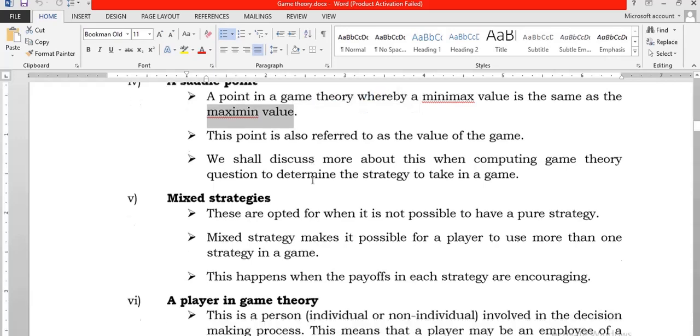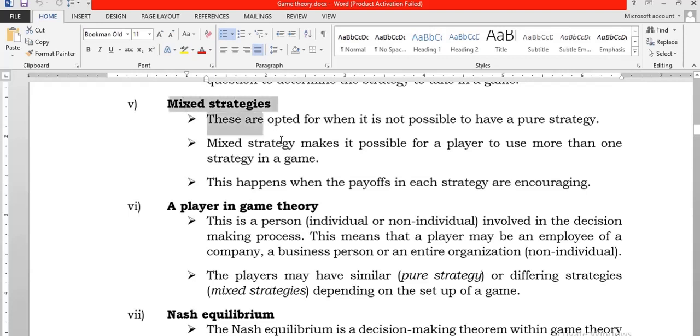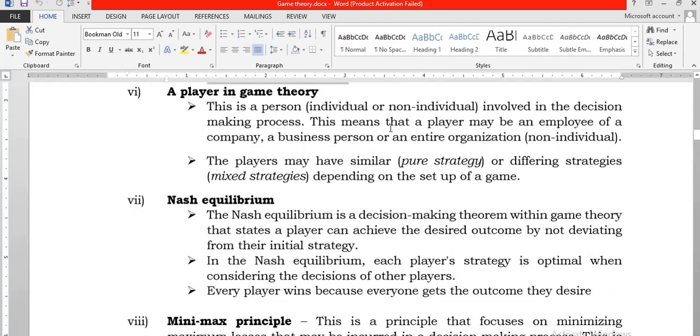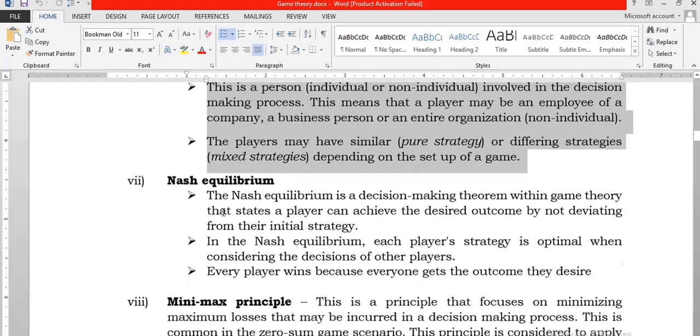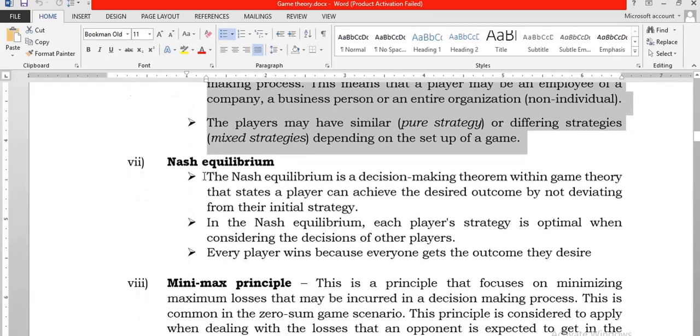So we have talked about mixed strategies already. I just explained mixed strategies. These are used when it is not possible to have a pure strategy. In other words, you are going to use more than one strategy to solve a game theory challenge. We have talked about a player already, so you can read about it there. Then there's something called a Nash equilibrium. There's another terminology which is very, very key.